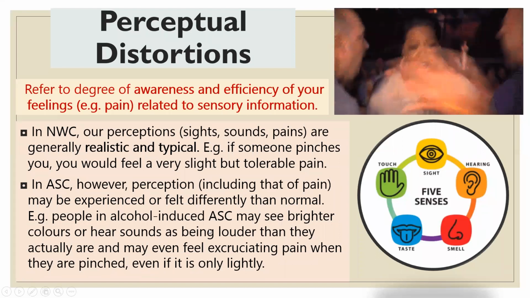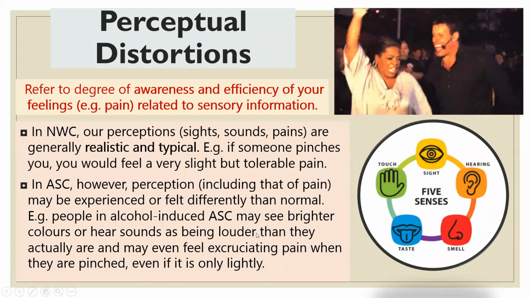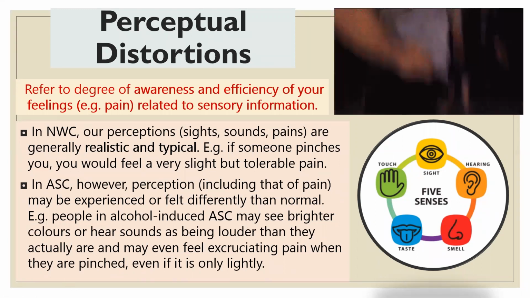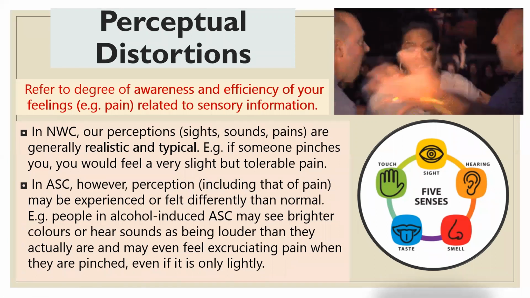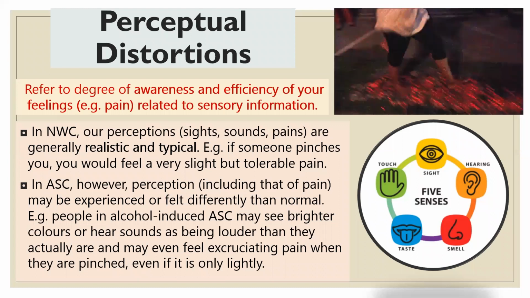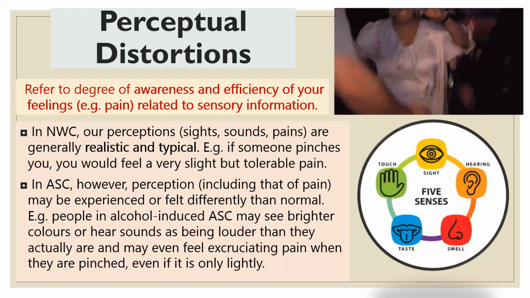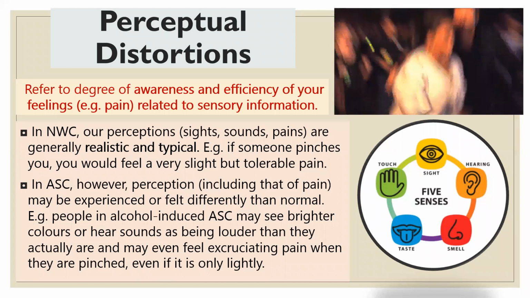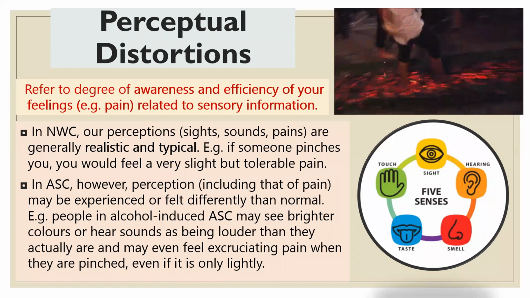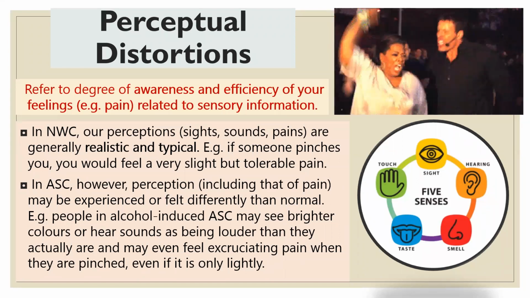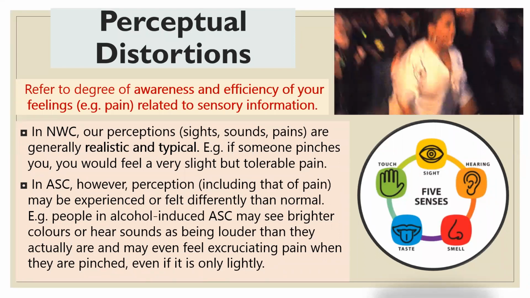Similarly, on the other hand, people who are under the influence of drugs, as you've seen in a lot of movies or popular cultural shows, see bright colors, hear things that are not there, and taste weird things in their mouth. So that's basically what a perceptual distortion is. When we're in a state of consciousness that's different from normal waking consciousness, it can lead to distortions in our perception.